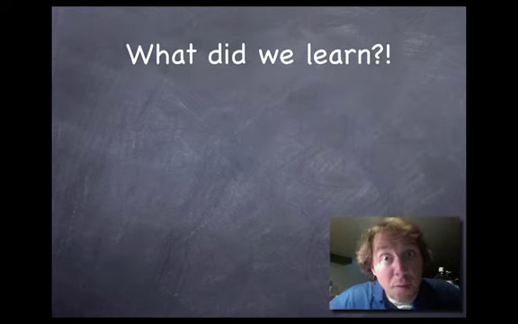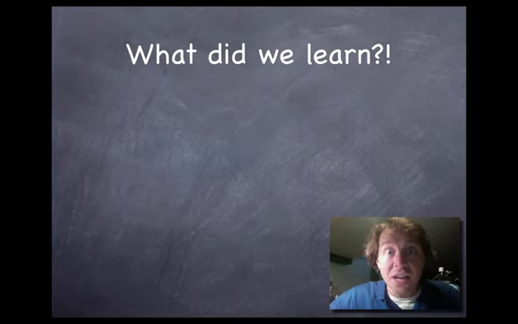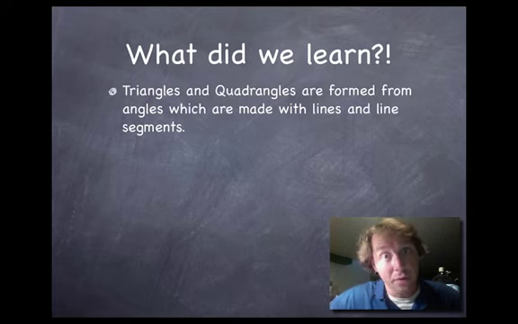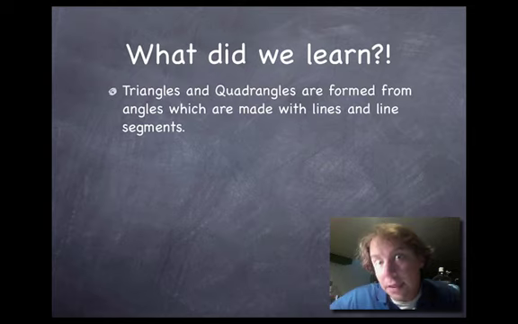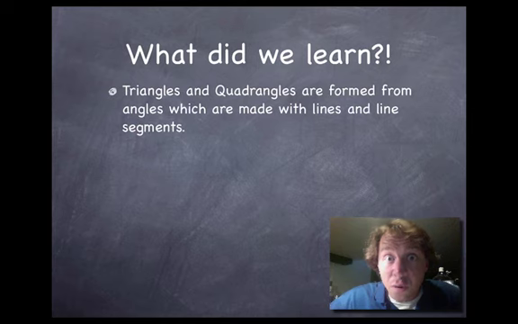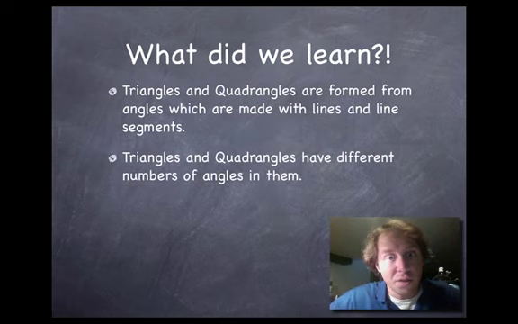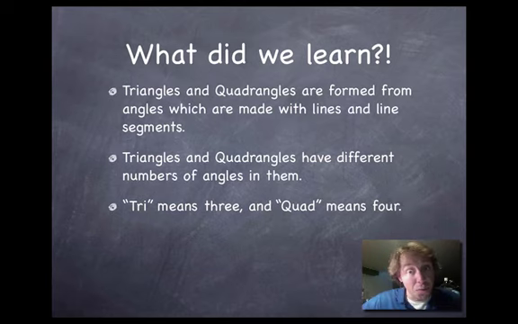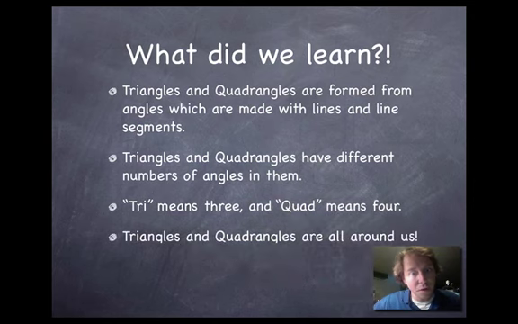Okay, so let's rehash and say, what did we learn? Well, we learned that triangles and quadrangles are formed from angles, which are formed from lines and line segments. Okay, well, that's easy. If you've ever seen a triangle or a quadrangle, now you know what a quadrangle is. But if you've ever seen these things before, you know they're usually made of lines or borders of some sort. Triangles and quadrangles have a different number of angles in them. And we learned that tri means 3 and quad means 4. Ah, very good. I have a feeling at least a few of you learned something there, okay?